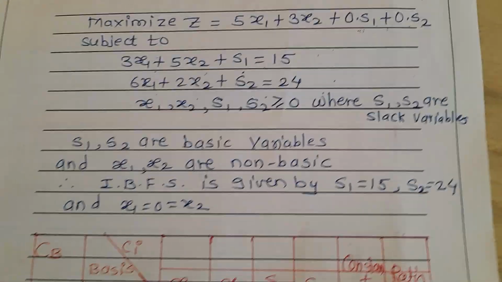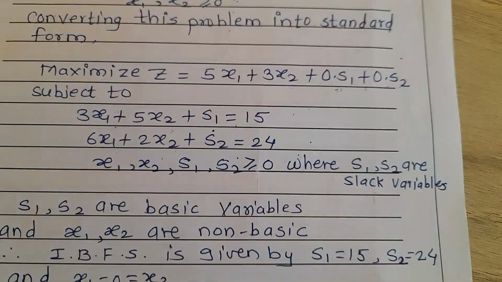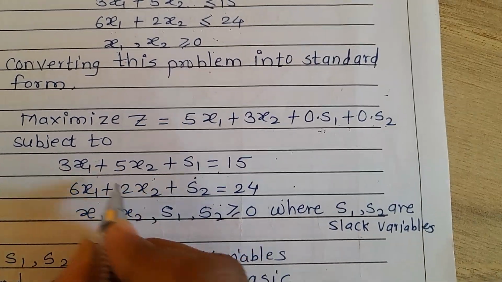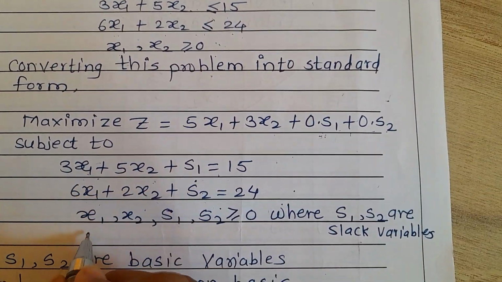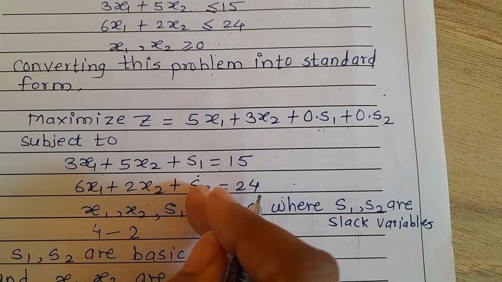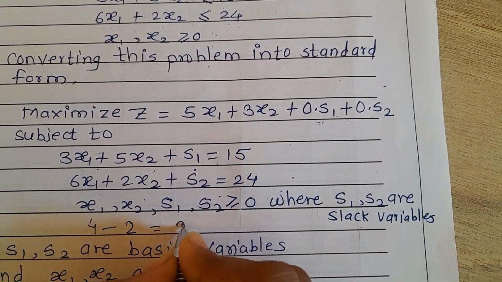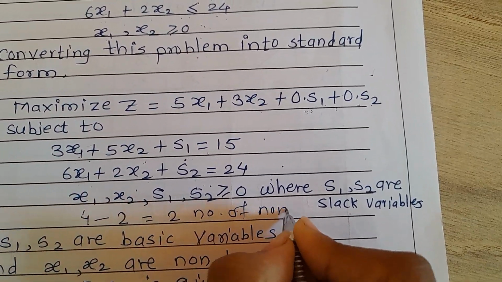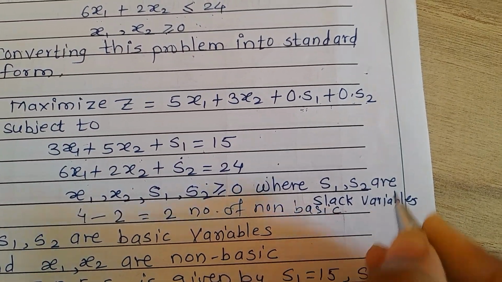And how do we find how many variables are 0? How many variables are put with 0? If there are four variables, then 4 minus the number of constraints, which is 2, equals 2. That is, we have two non-basic variables.